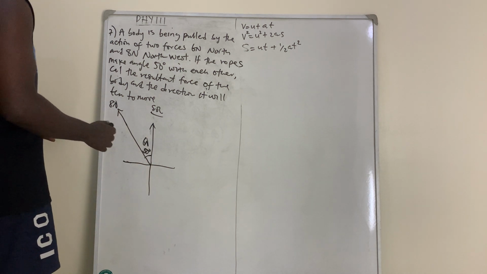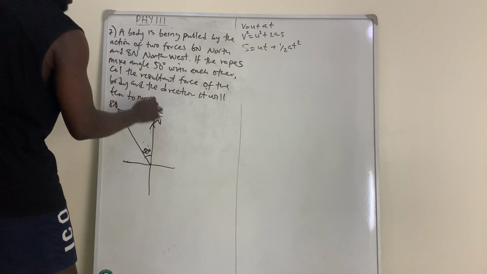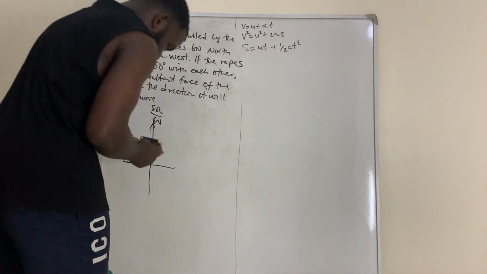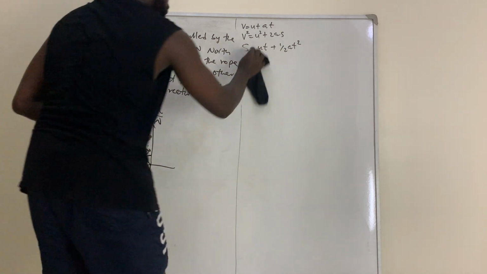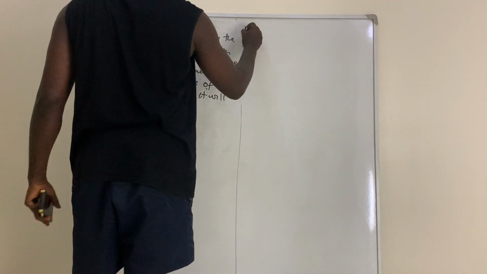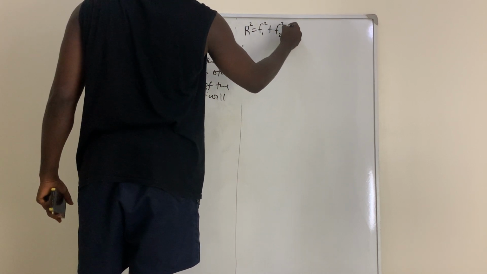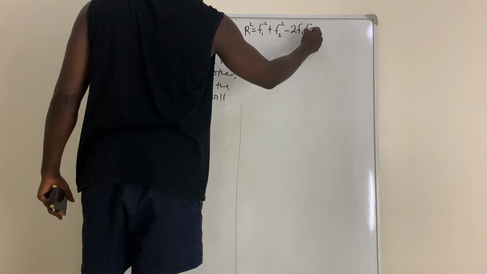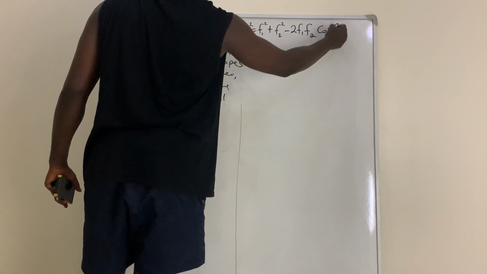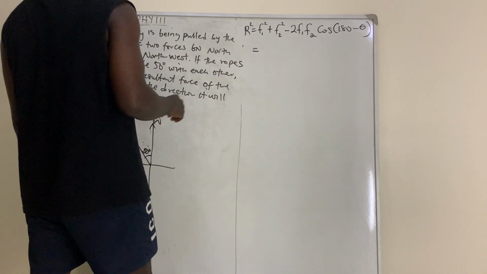Now, I told you that anytime two forces make an angle, as long as both of them meet at a particular point, this one is 6 Newton. There is a formula I told you to use to calculate the resultant of two forces that meet at a particular point. The formula is R squared is equal to F1 squared plus F2 squared minus 2 times F1 times F2, then cos of 180 minus theta.